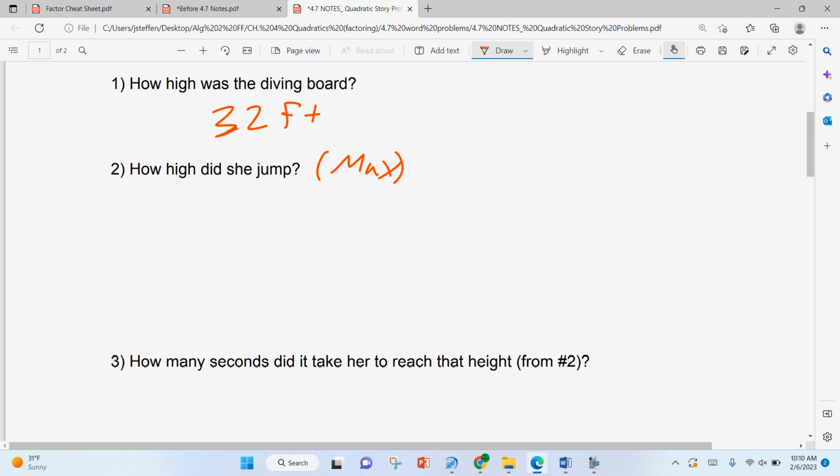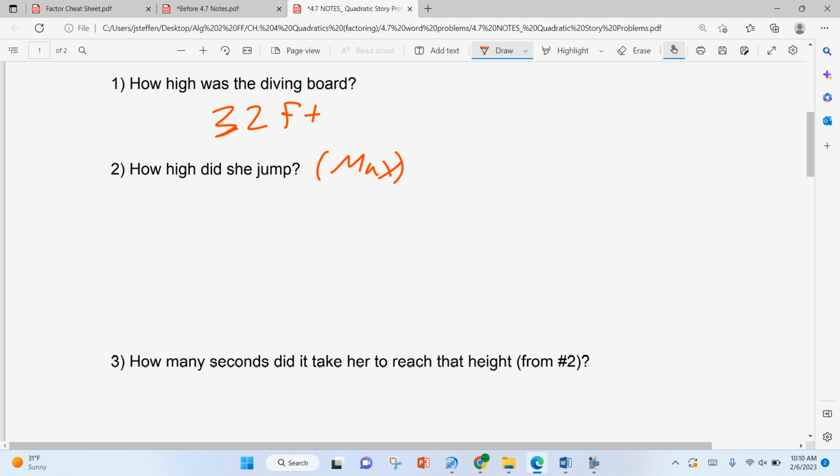But how high she jumped and how many seconds it took her to reach that height is actually going to end up being the same problem. The reason is because our 3 of this is the axis of symmetry. How long did it take her to get to that maximum? So what's the x value of that maximum?